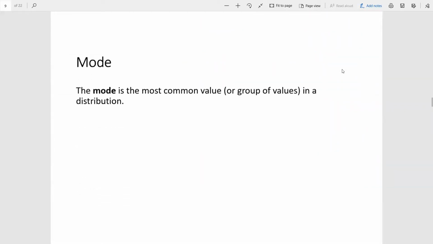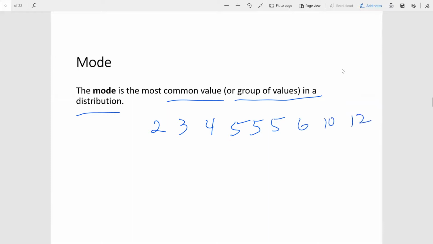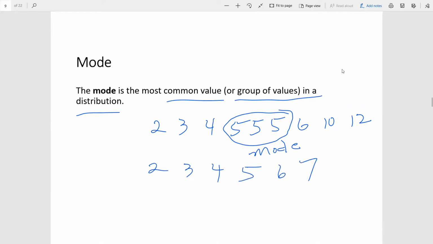Now, the mode is the most common value or group of values in a distribution. If I had 2, 3, 4, 5, 5, 5, 6, 10, 12, suppose these were the numbers, the mode would be 5. If there is not a number that has more instances than any other, then the mode does not exist. In other words, if you had 2, 3, 4, 5, 6, 7, you have no mode.